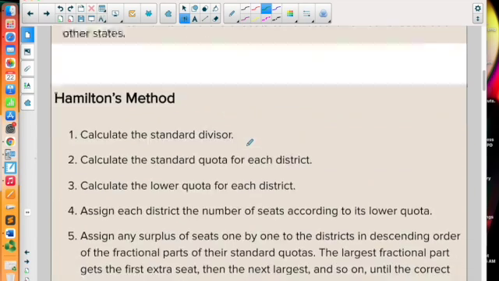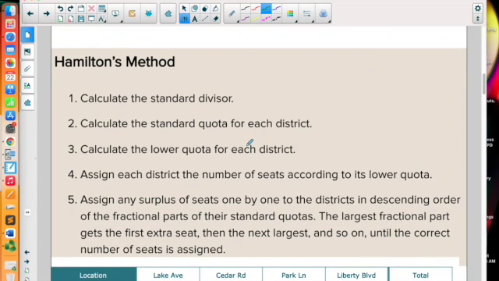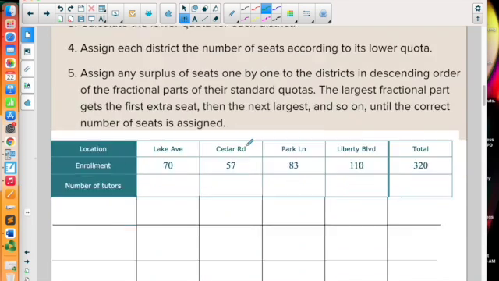So, Hamilton's method says this. We're going to calculate the standard divisor, calculate the standard quota for each one of these districts, calculate the lower quota for each one of these different locations, and assign each location seats according to its lower quota. Then, if it does not add up to what we need, we look at the decimal parts and assign whatever number of seats we need, in descending order based on the size of those decimals. All right, so here we go.